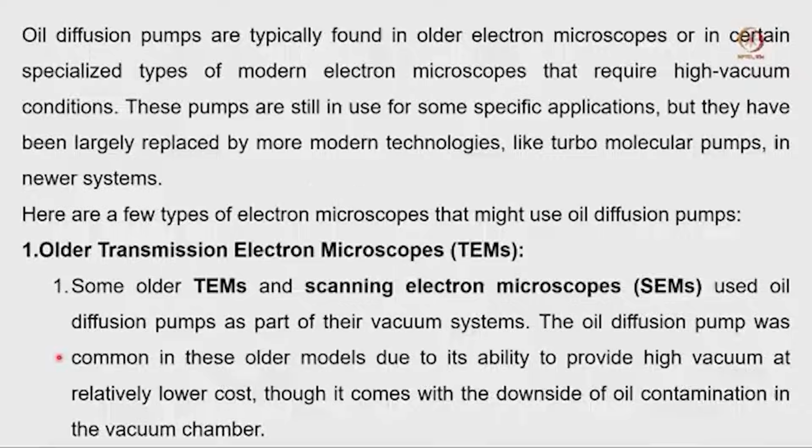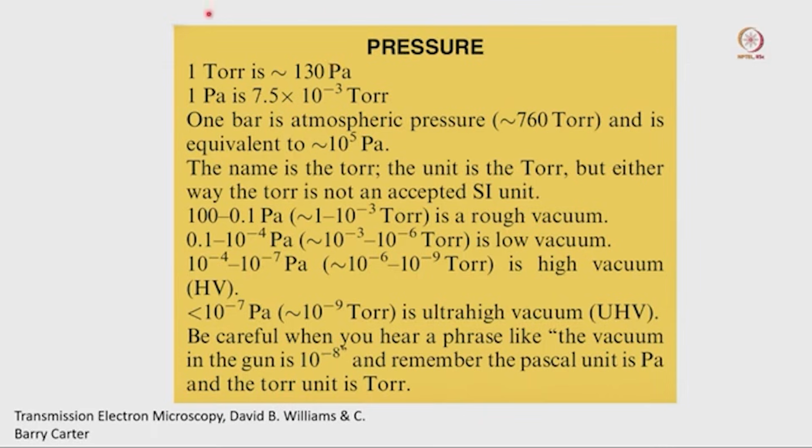Let us take a look at what kind of pump we are using inside the microscope. First, a couple of values are very important in the microscope. Most of the time if you go inside the microscope, you will not see all these values like 1 torr, but this is good to know and connect. You should know how to convert from one to another. So, 1 torr is equivalent to 130 Pascal, and 1 Pascal is 7.5 times 10 to the power minus 3 torr. And 1 bar is the atmospheric pressure, we all know that it is 760 torr, and it is equivalent to 10 to the power 5 Pascal.